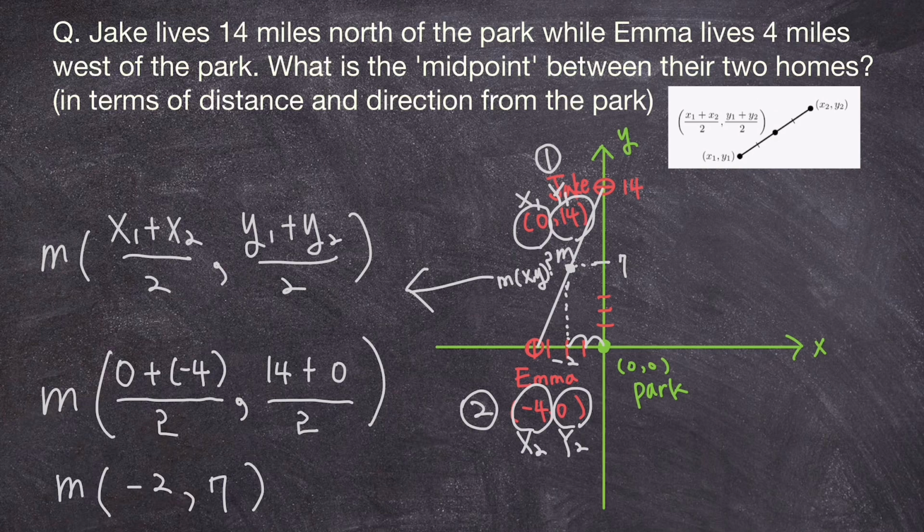But how can we present our answer? Well, since they don't want us to give the coordinates, they want us to describe the midpoint in terms of distance and direction from the park, we can say this midpoint is 2 miles west from the park and 7 miles north from the park, right? Park is right here. 2 miles to the left, 7 miles to the upper part.